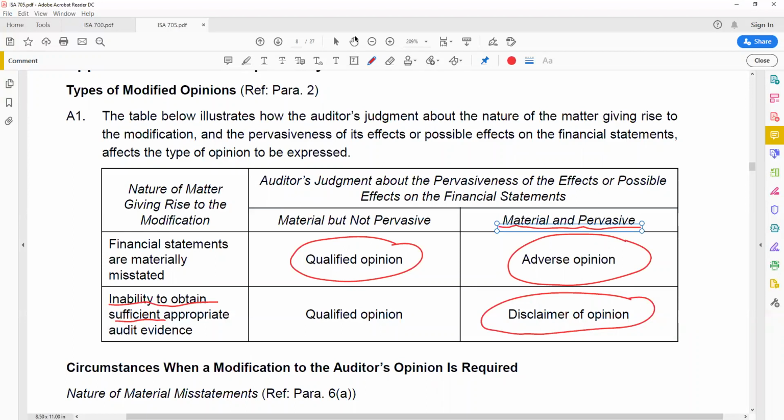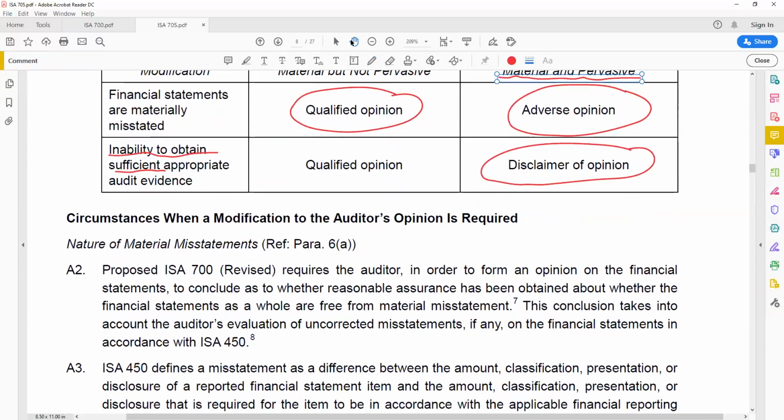Clear? So this is like the table we just went through.